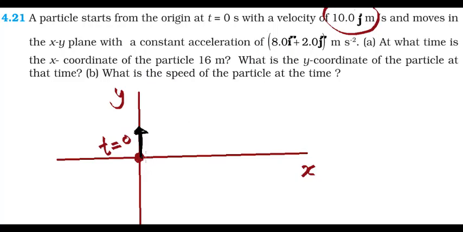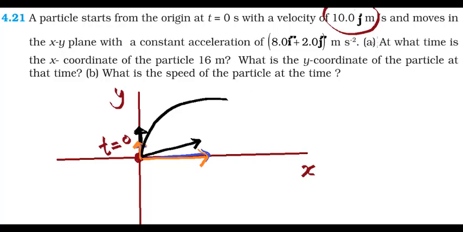What is the meaning of 8i plus 2j? That means the acceleration has a component of 8 in this direction and 2 in this direction. So the resultant acceleration will be in some direction like this. So we can have an initial velocity and an acceleration like this. Due to this, what will happen? The particle may follow a path something like this. It may go like this one.